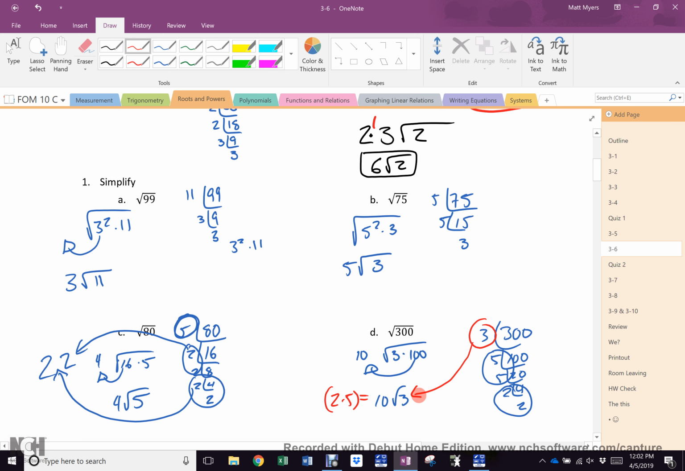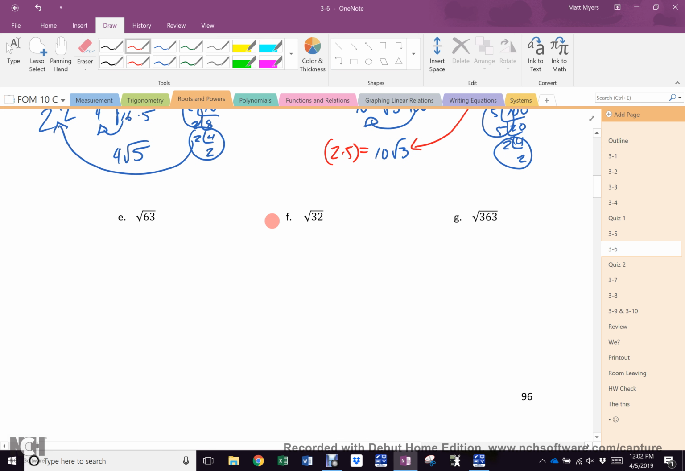So, do I need to know my perfect squares? No. Will it save me a lot of time? Yeah. You guys do EFG.